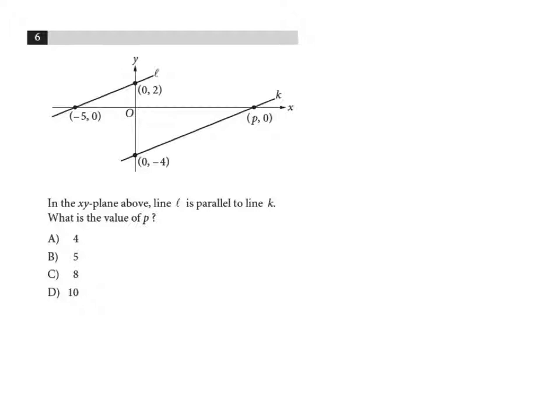Okay, number 6. In the xy plane above, line L is parallel to line K. What is the value of P? Okay, so we know that if two lines are parallel, that means that they have the same slope. So I think we should figure out the slope of this line here, and then we can figure out this missing value using the slope.